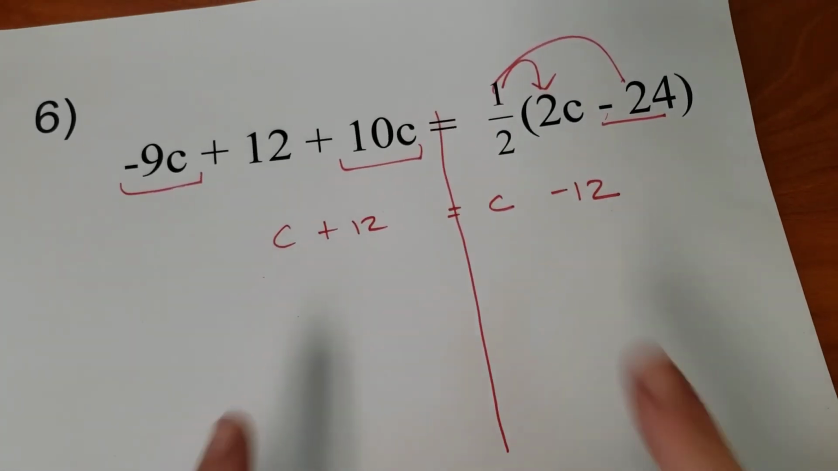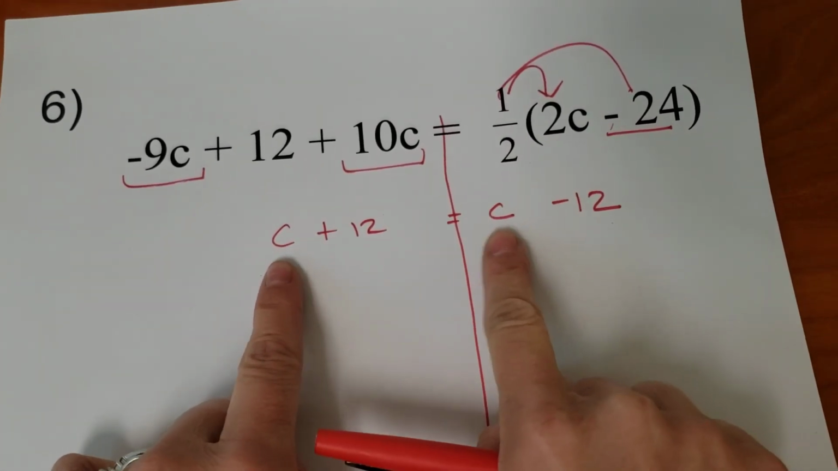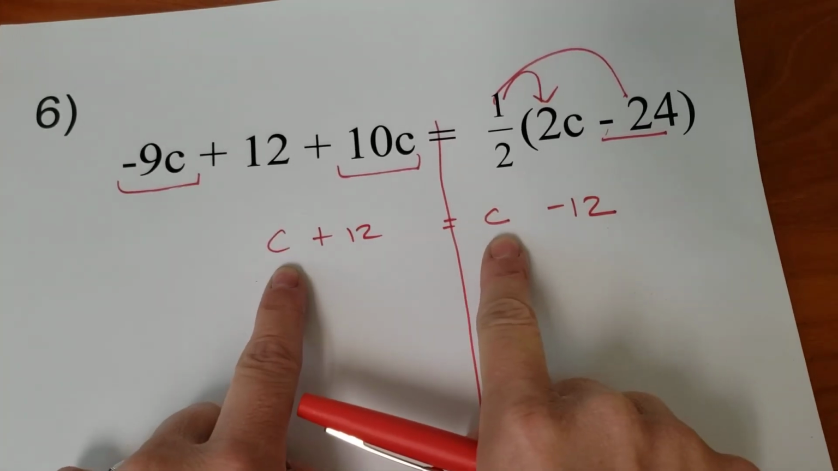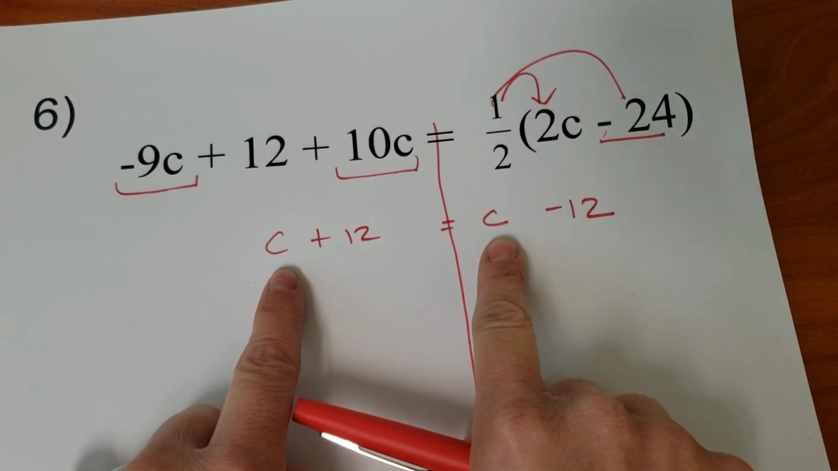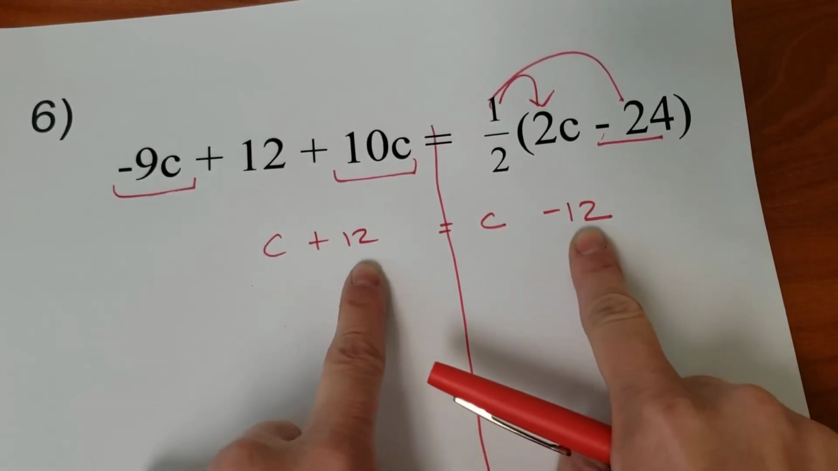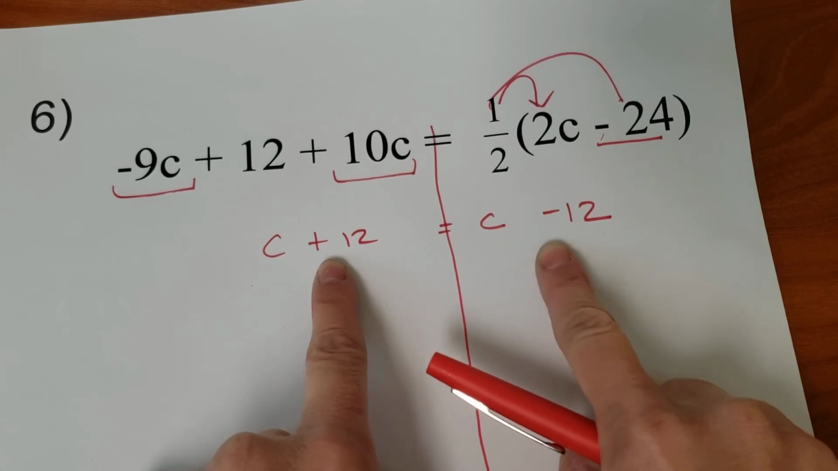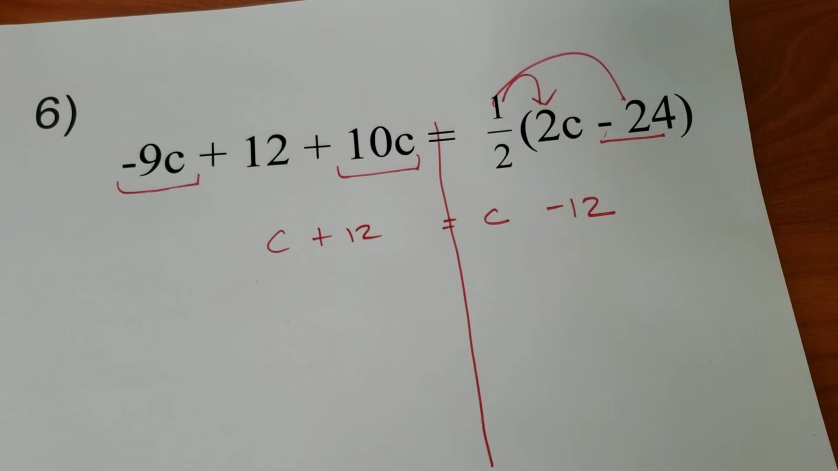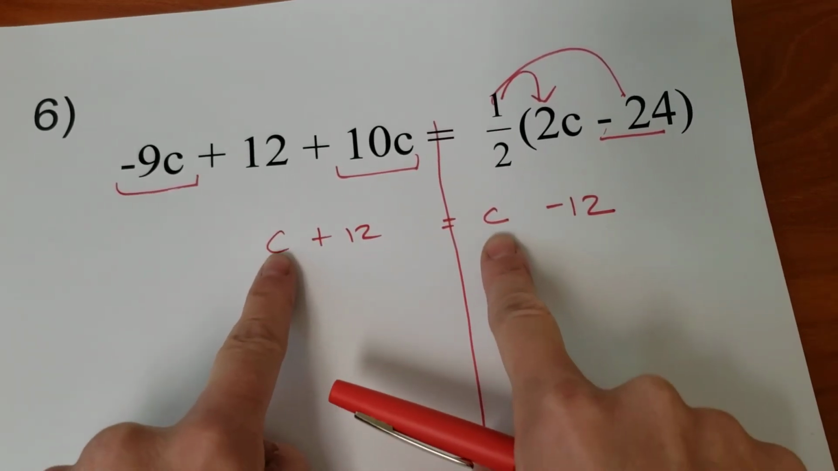Okay. Do you notice you have a c on both sides and they have the same coefficient in front? They're both a 1c. That tells you this is a special case. It's going to either be no solution or infinitely many solutions. Well, which one's it going to be? Are they exactly the same? Are they identical? Are they an identity? No. Okay, they're not.